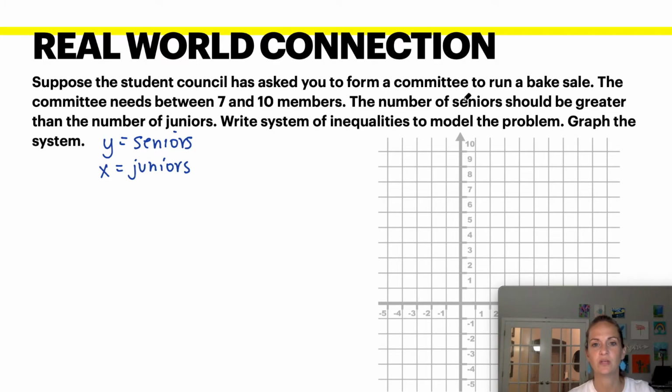So first, we know that seniors should be greater than the number of juniors, so it's going to be Y is greater than X. We can go ahead and graph that. It starts at 0, 0, and the slope is 1, so you go up 1 over 1, up 1 over 1, and it is going to be a dotted line because the number of seniors does not equal the number of juniors. It is going to be greater than the number of juniors.